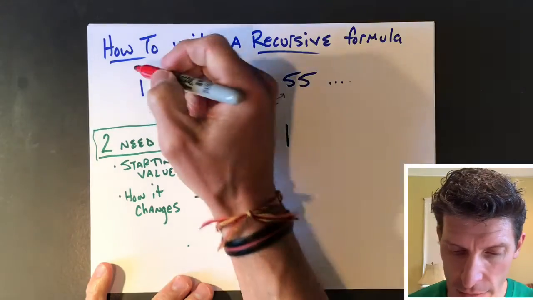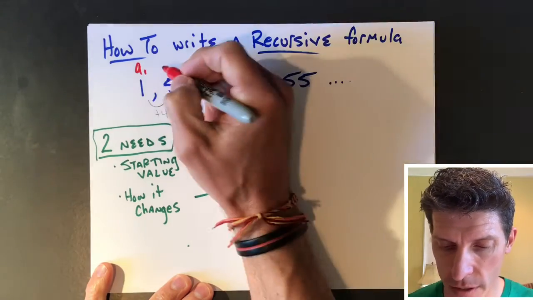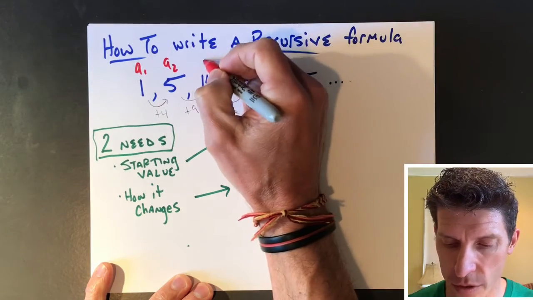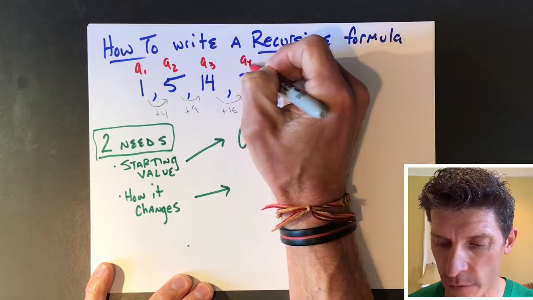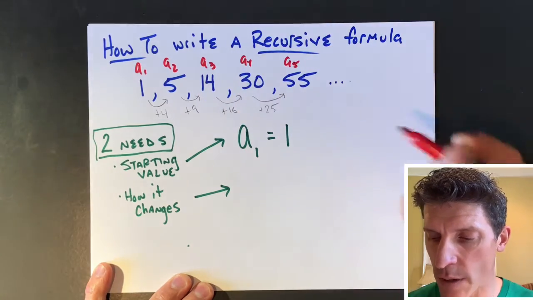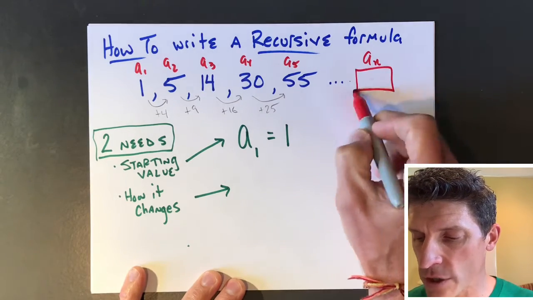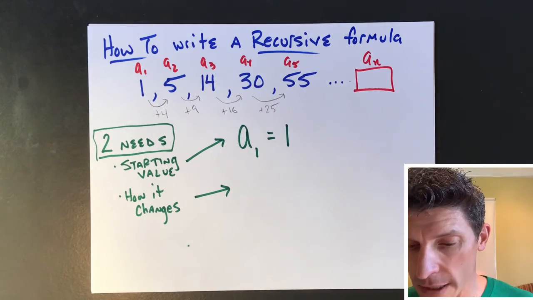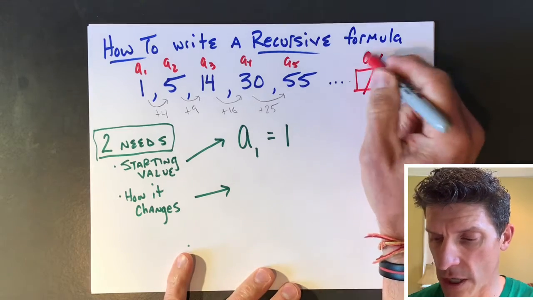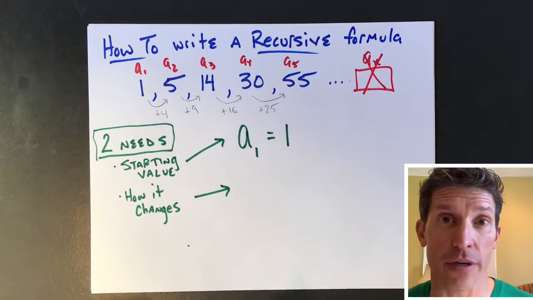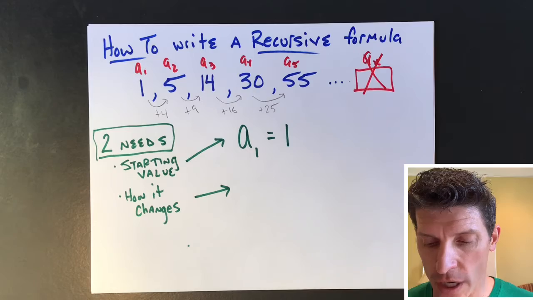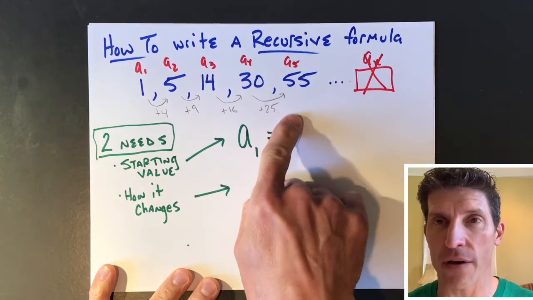Well, let's find out. This a sub 1, a sub 2, a sub 3, a sub 4, and a sub 5. I guess what I'm trying to figure out is what's a sub n. So that's what I'm actually trying to identify in this particular case. Sorry, I'm not trying to identify that. That would be a direct or explicit formula. So what I'm trying to do is, I guess, describe how this thing changes.